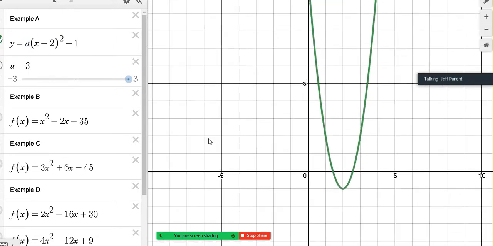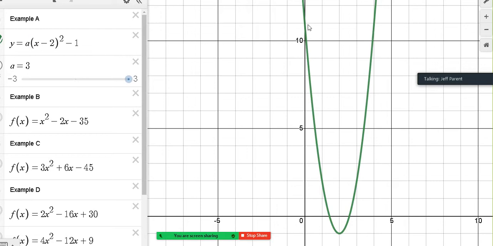Some of the things that I could ask you would be for the x and y intercepts. So the y-intercept is pretty easy. Right there. There's your y-intercept. Now, in general, how do you get the y-intercept? Well, you plug in something for x.